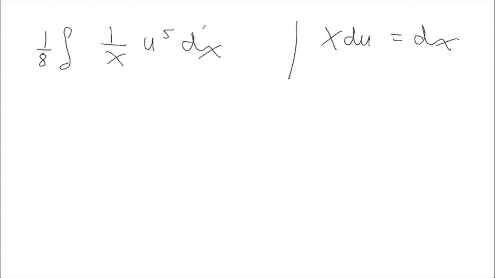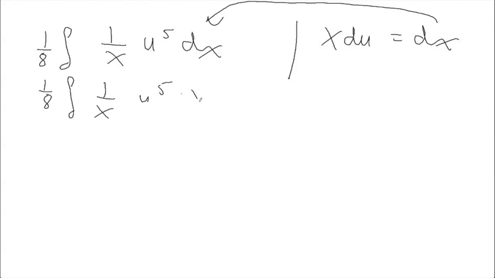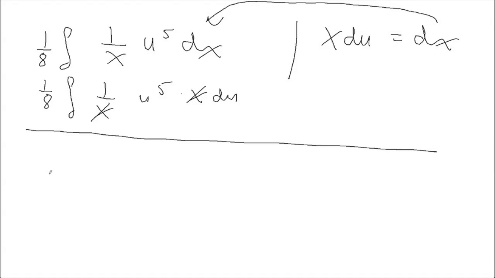So in your solution, you rewrote the integral like this, and then you substituted in x du for dx. Right. And now the x's cancel and all you have is u's. So that is correct. That will work.